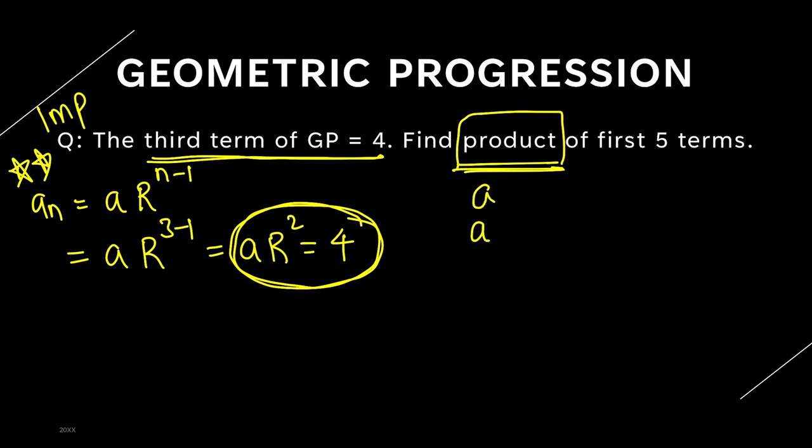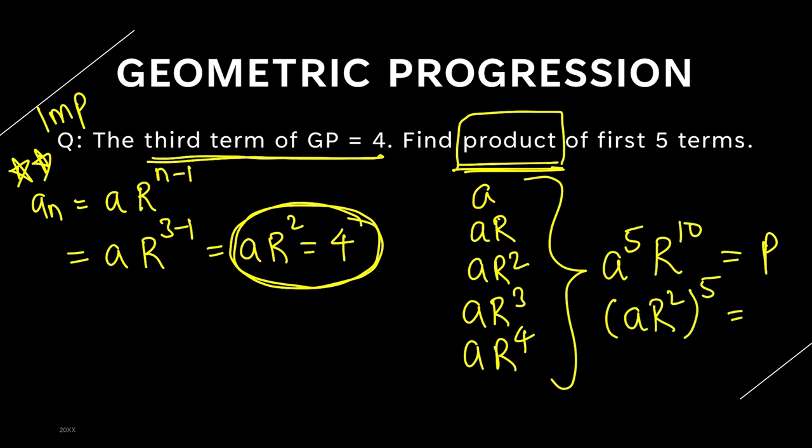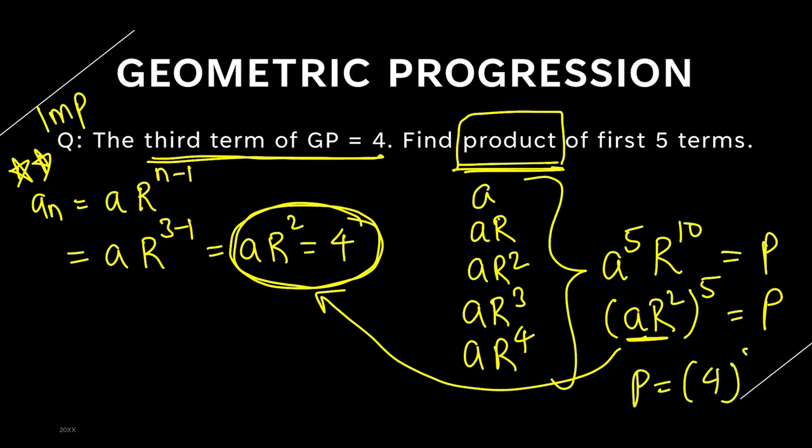First term is a, second term is ar, third term is ar square, fourth term is ar cube, and fifth term is ar to the 4. If you do the product of these, you will get a to the 5 and r to the 1 plus 2 plus 3 plus 4, which is r to the 10. I hope this is clear. You will get a raised to power 5 and r raised to power 10, right? Can you not write it like this, (ar square) raised to power 5? Simple step. Do you know the value of ar square? Yes, from here the product is 4 raised to power 5. That's the answer.